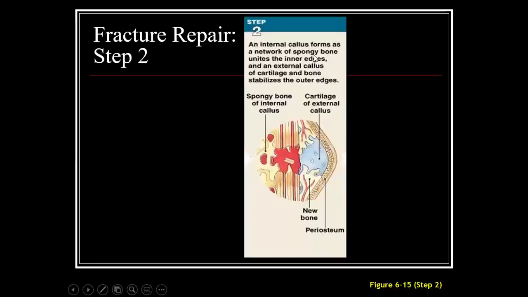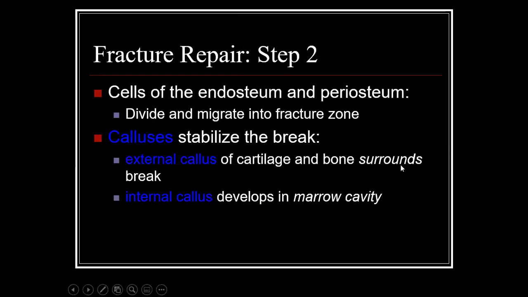and an internal callus forms, which will unite a network of spongy bone over the inner edges, and cartilage and bone stabilize the outer edge. So you get new spongy bone here. You see new spongy bone and cartilage out here on either side of the fracture start to form. That periosteum is still pushed out from that original fracture hematoma.